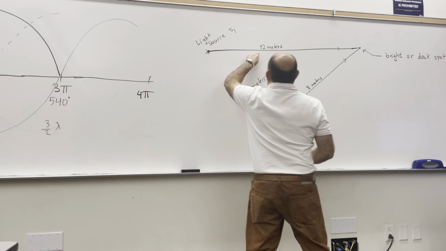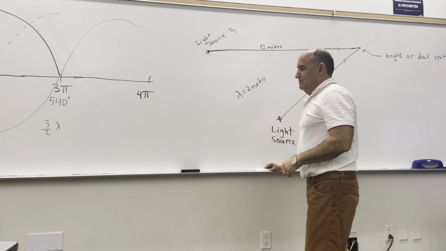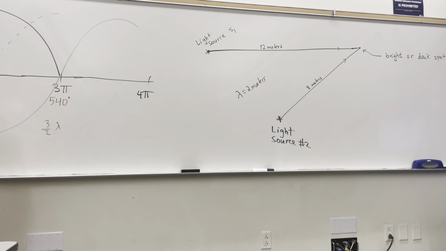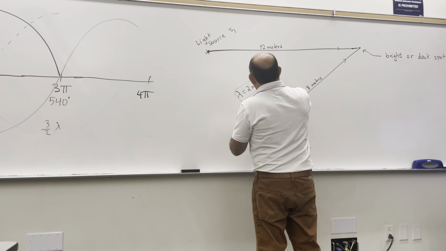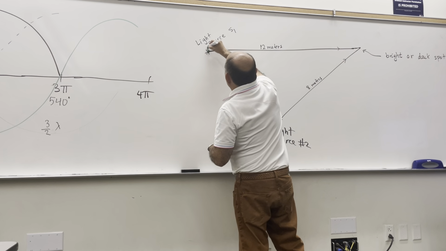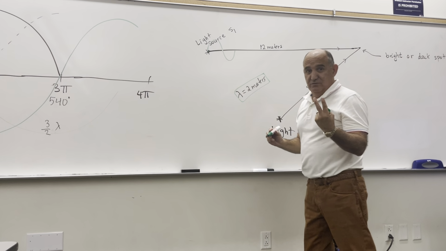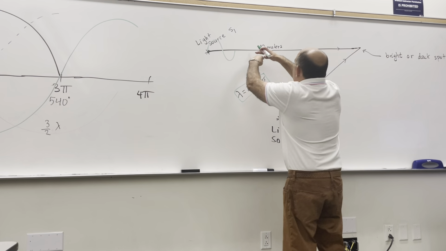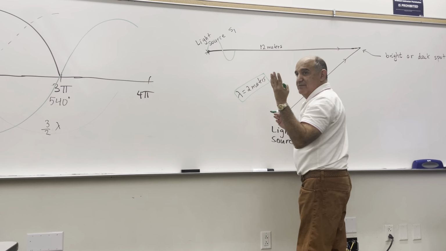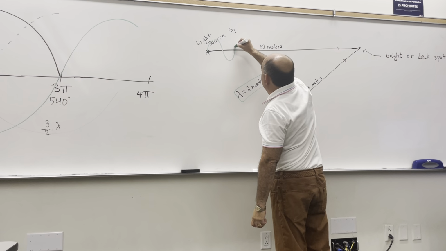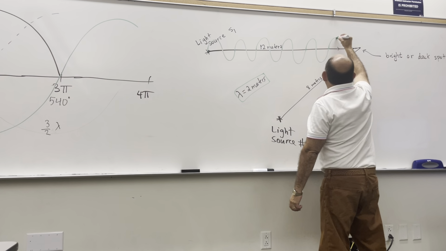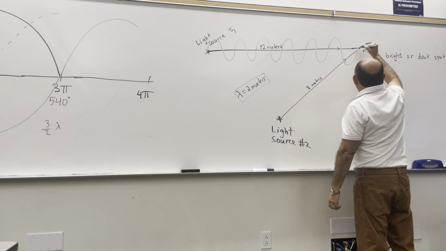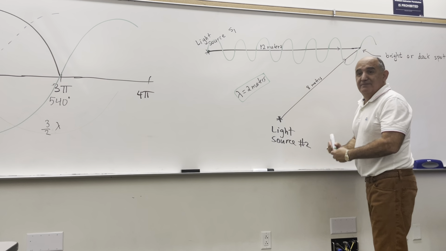12 meters. And how many wavelengths is that? 6. Okay, so let me sketch it, let me draw it. Since the wavelength is 2 meters, that means one wavelength is 2 meters. So in a distance of 12 meters, I can fit 6 wavelengths, right? So that would be 1, 2, 3, 4, 5, 6. And when it gets there, it starts a new wave.